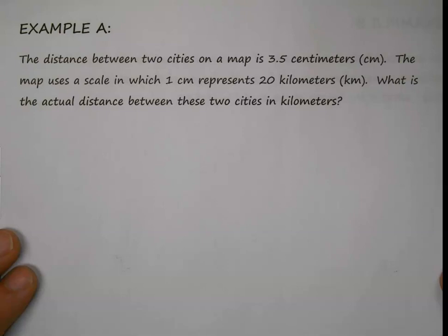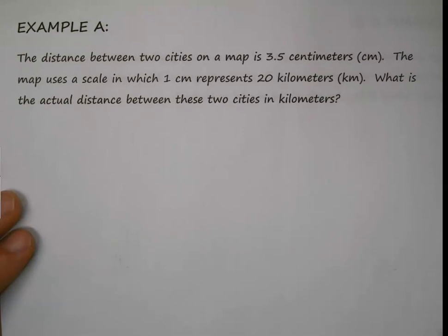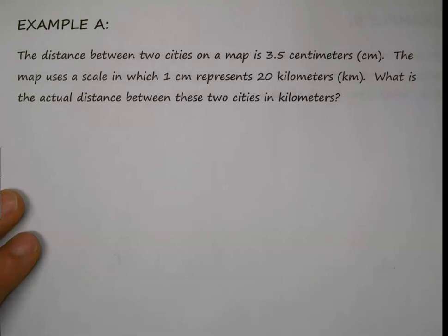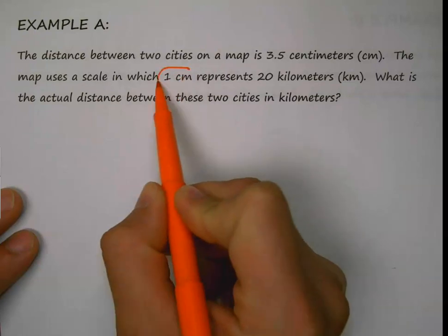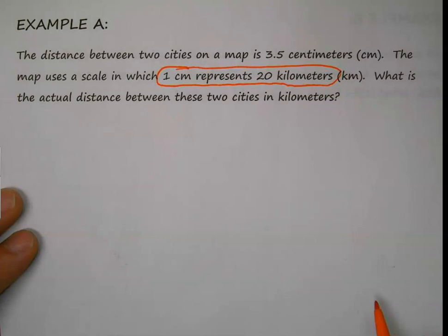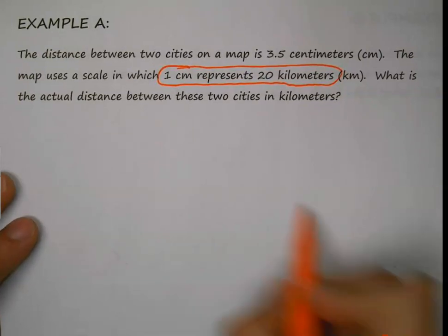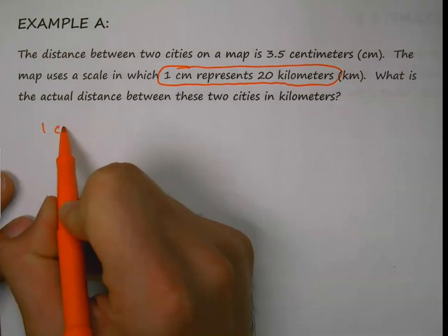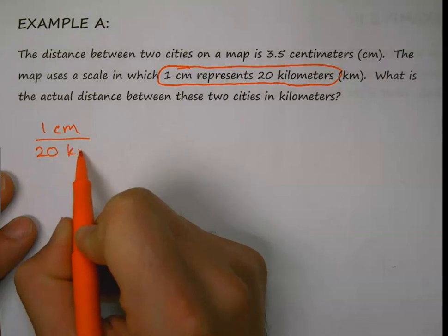Okay, so these are more proportion problems, and you have to find that first ratio first, that conversion, or in this case, the scale. Okay, and it tells you right here that it uses a scale in which 1 centimeter represents 20 kilometers. So that is your first ratio. That's the first half of your proportion. So I have 1 centimeter over 20 kilometers.